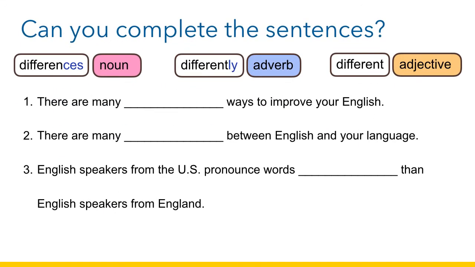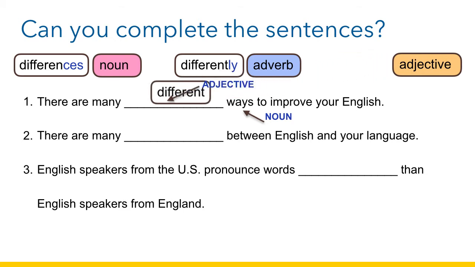Can you complete these sentences? There are ways to figure out which part of speech you need to complete a sentence. Here we see many. After many, we need a noun phrase. Ways is a noun. That means what comes before it must be an adjective because we already have a noun. So here we need different. There are many different ways to improve your English.